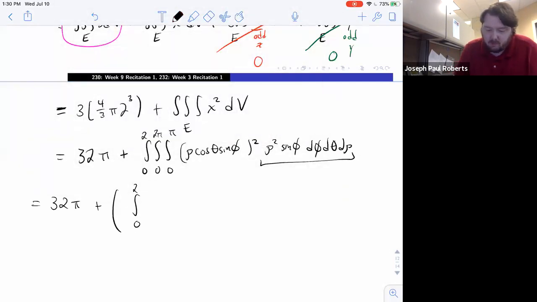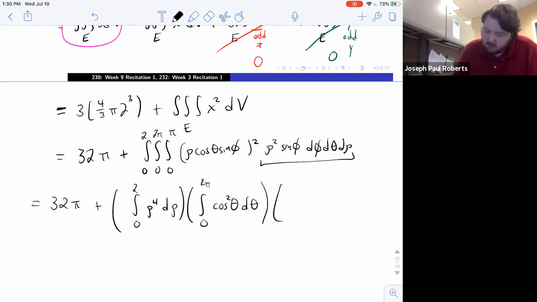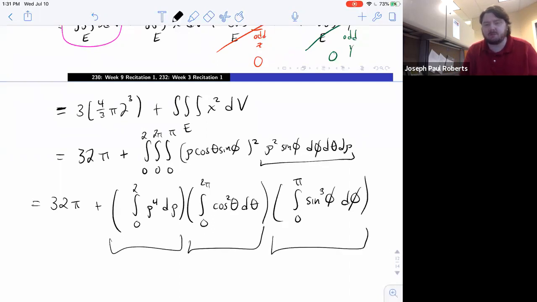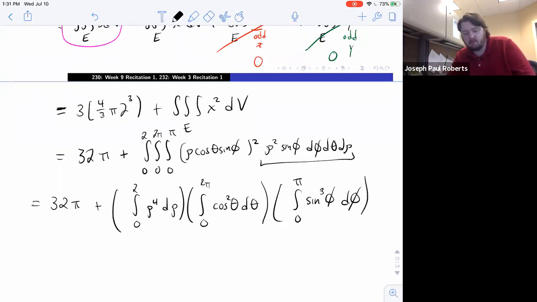So in that sense, I really do prefer recognizing that this integrand factors into rho to the 4th times cosine squared theta times sine cubed phi. So looking at all of it, that's how that works out. And then at this stage, I can work on each of these factors as just Calc 141 problems and just multiply those results together.